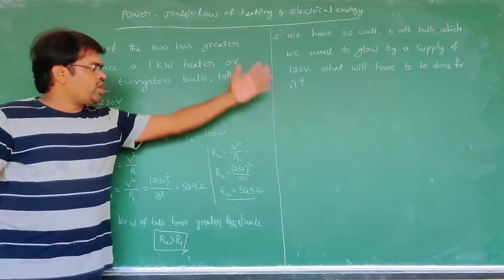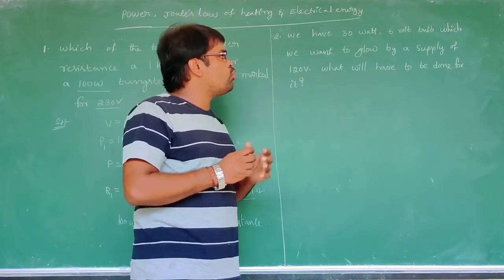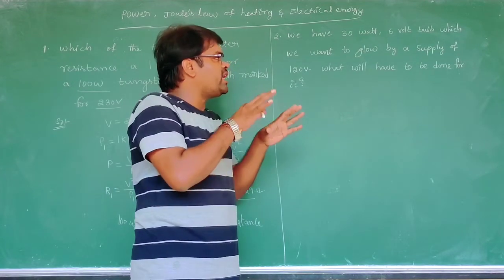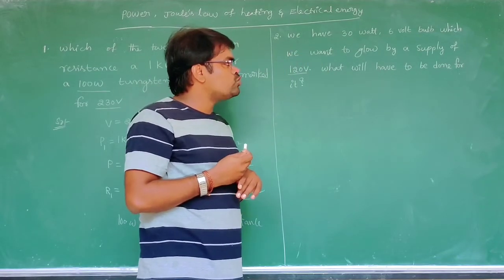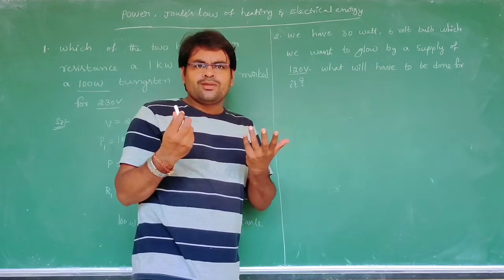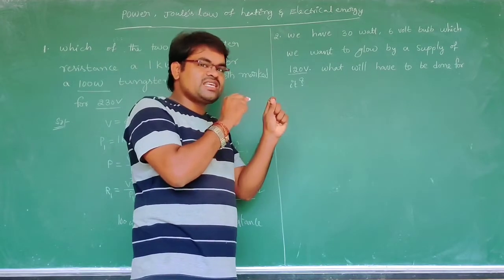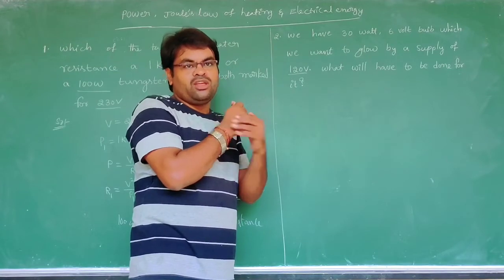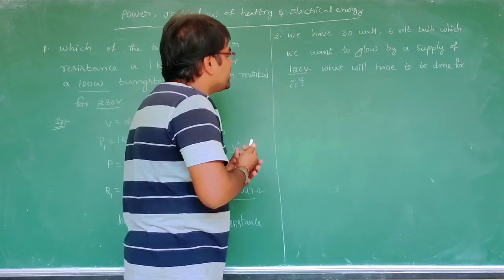Yes, simple. Now we go to the second one. We have a 30 watt, 6 volt bulb which we want to glow by a supply of 220 volts. What will have to be done for it? That means how much resistance we can connect to the bulb, in series or parallel. Now let's see what is given.